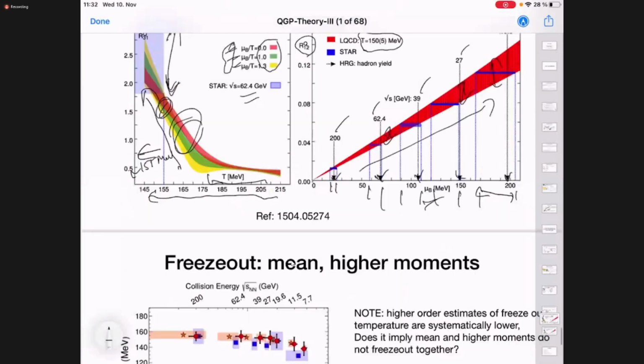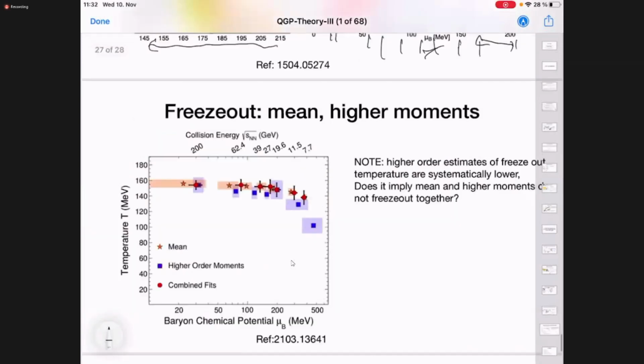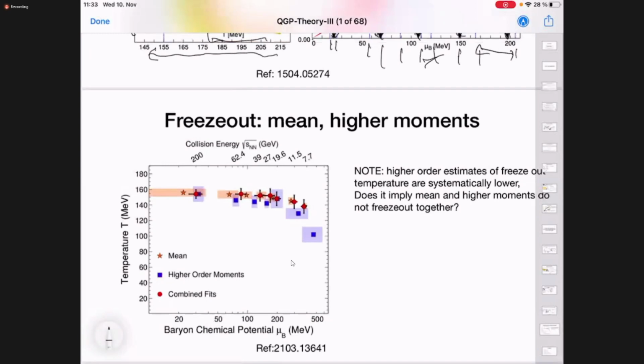Good. So this program is good. So we can now put them all together, mean and higher moments. I took this plot from Science's latest review. So you have the mean, so temperature and mu_B. So these star ones are from the mean, and the higher order moments are these blue boxes.